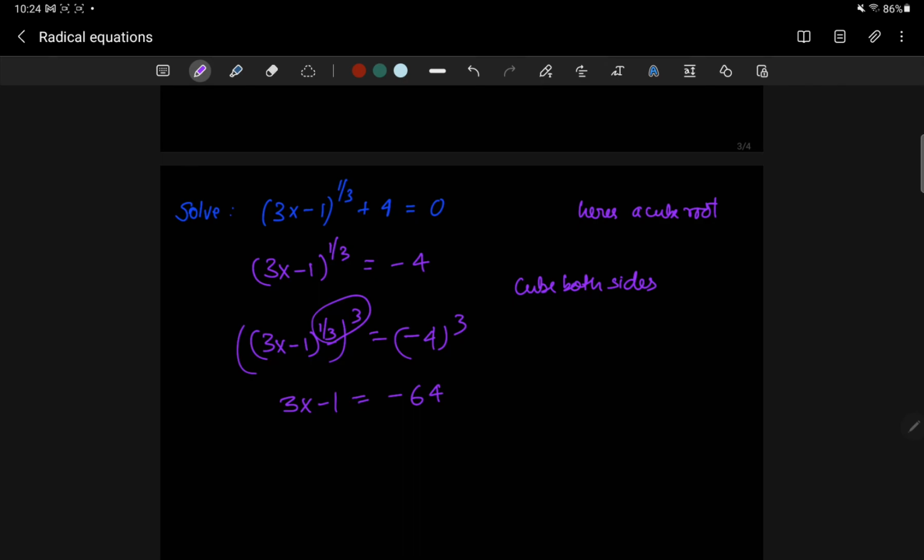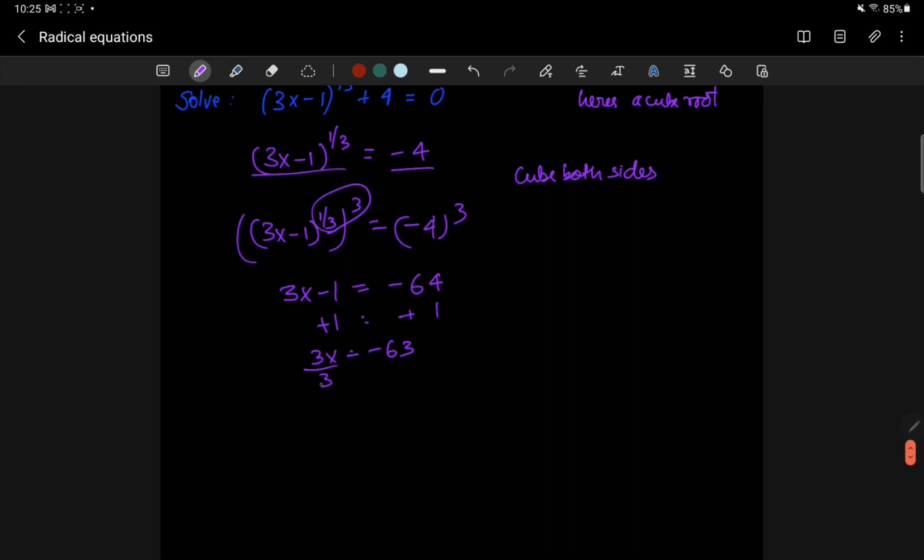And another thing here: recall how we said that if you have a square root and a negative number, there is no solution. But remember, cube root means it's odd powered, and for odd powers, you can have negatives. So that works out fine in the case of odd. And then you just do your regular step where you add 1, you get 3x equals negative 63, divide, and you get x is negative 21.